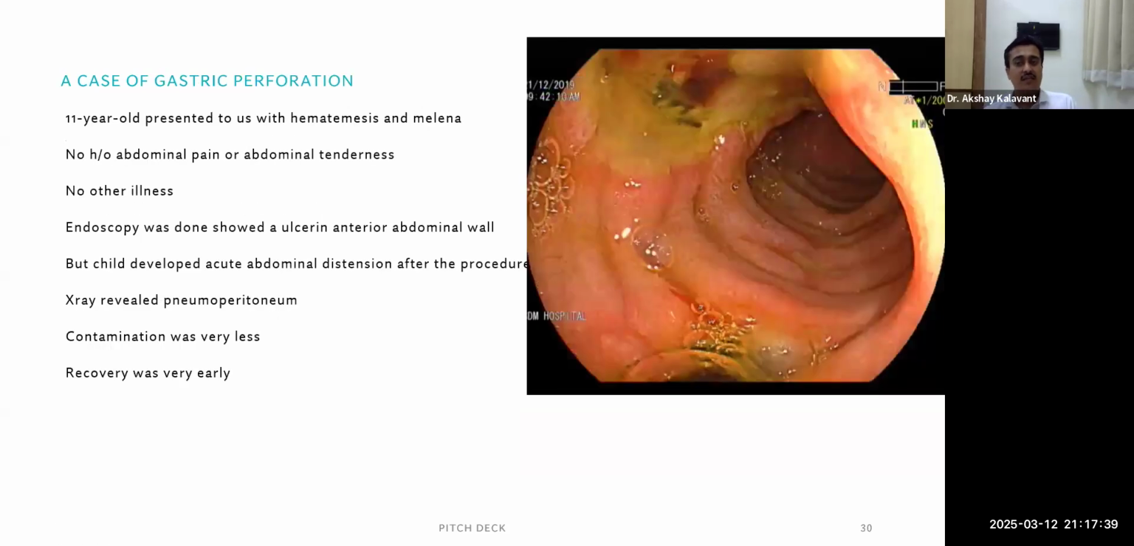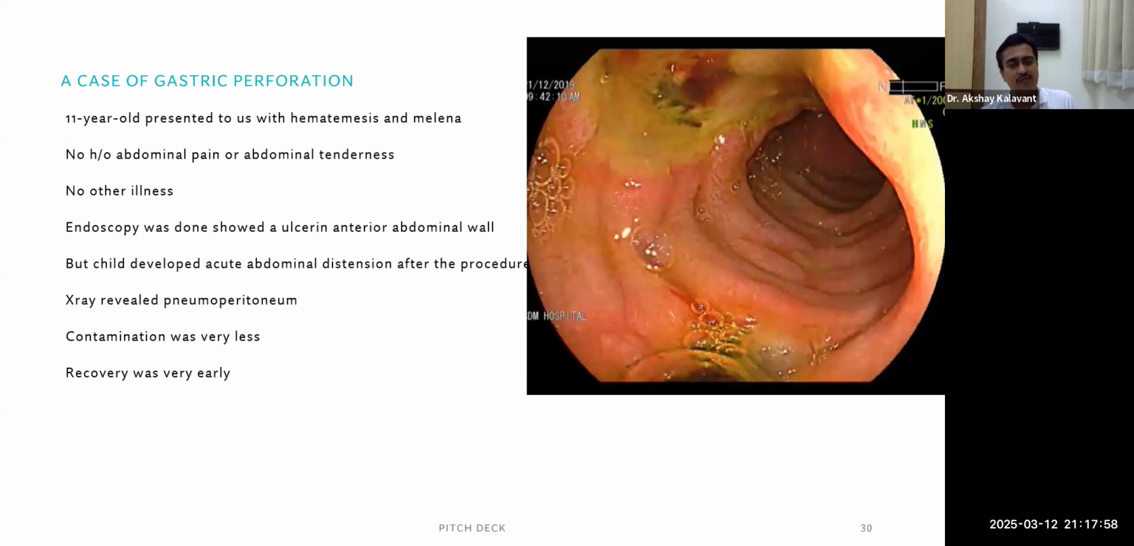Now this is another interesting case which we had come across. An 11-year-old child presented with hematemesis and melena. There's no history of any abdominal distension, abdominal pain, or abdominal tenderness, and the child did not have any other illness. So in view of hematemesis, we did ultrasonography. There was no evidence of portal hypertension as well.